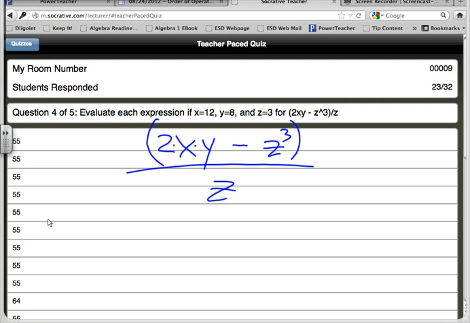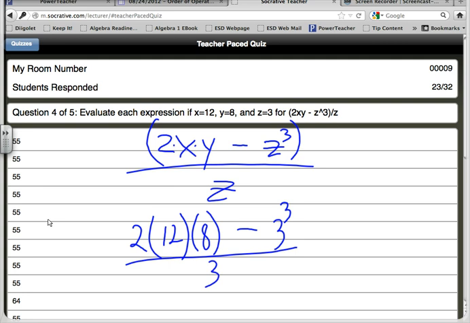I just go ahead and substitute everything now. So x is 12, y is 8, and minus z to the 3rd power. Well, we can just go ahead and write it like this first: z to the 3rd, everything over z, which is 3. Is that correct? Did you substitute the right number into your expression? That's the first question you should ask yourself.